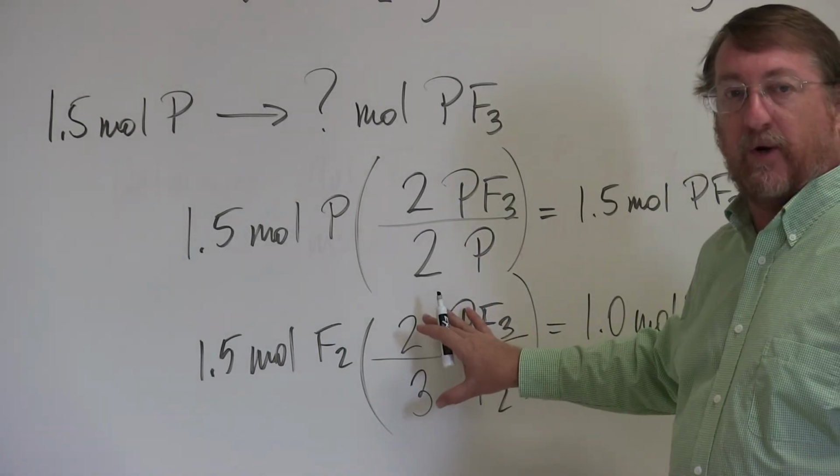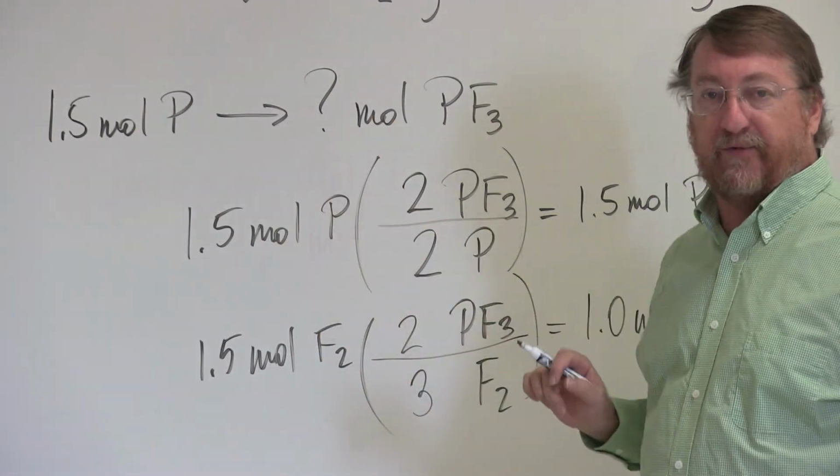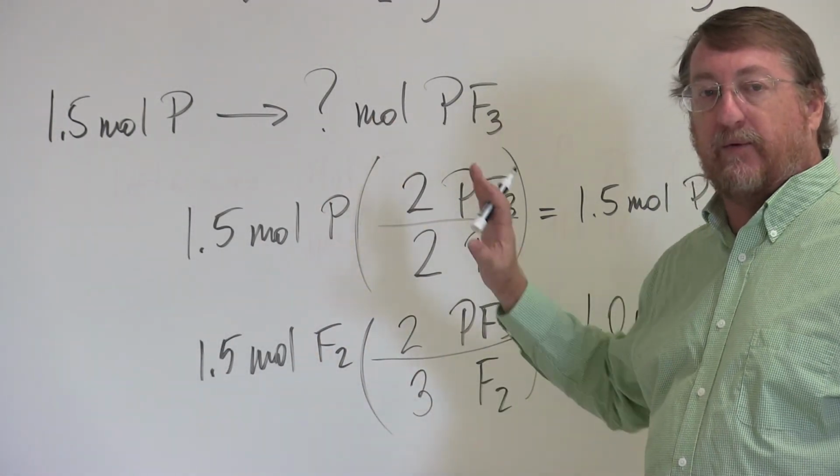So the mole ratio is going to be critical. It's going to tell us how the molecules are going to react. Again, here we're assuming plenty of phosphorus available. It's not limiting the reaction in any way.